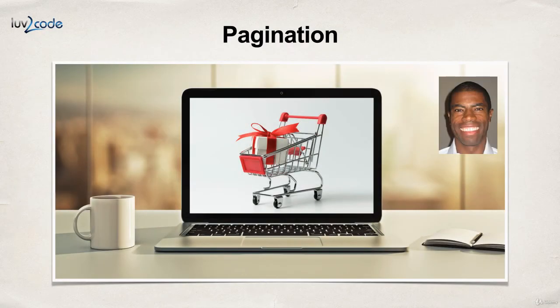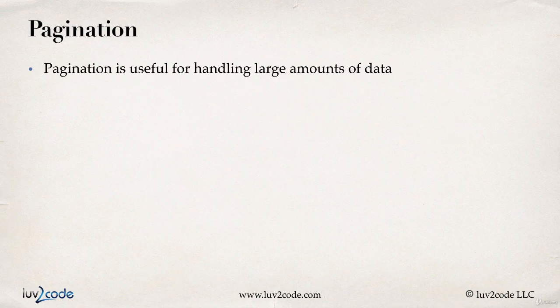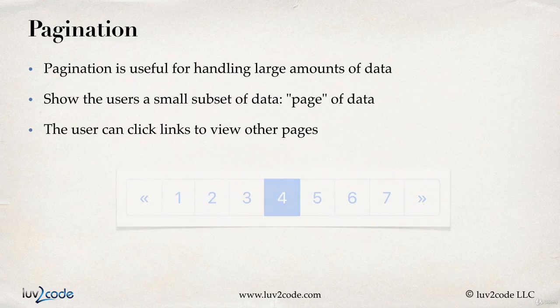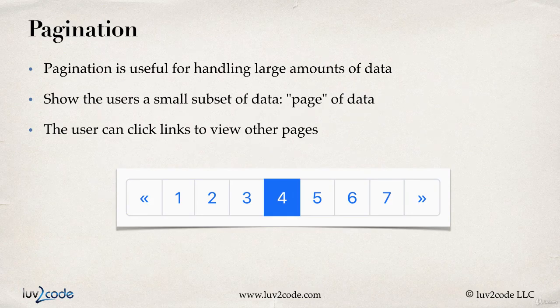In this video, we're going to cover pagination. Pagination is useful for handling large amounts of data. We'll show the user a small subset of data, a page of data, and then the user can click on the links to view the other pages. And you've seen this before on Google search results and so on.